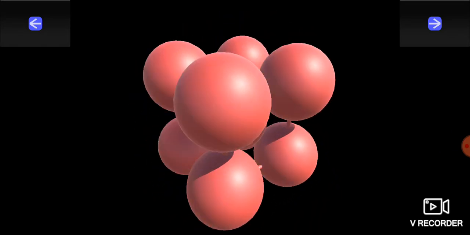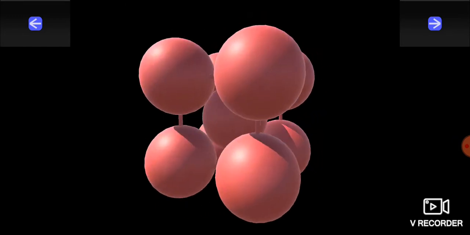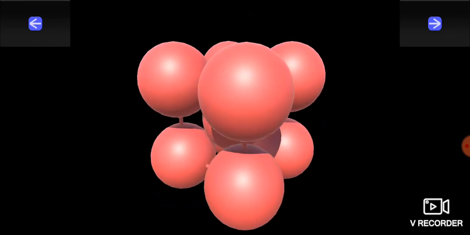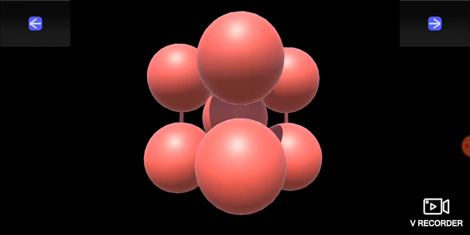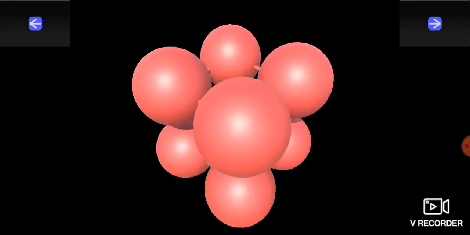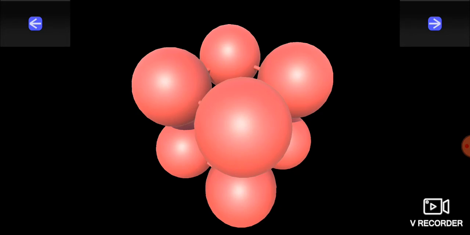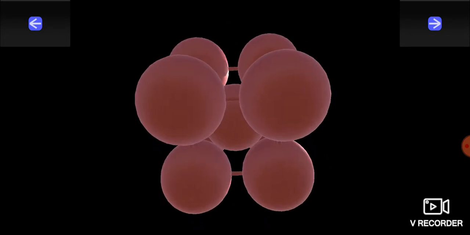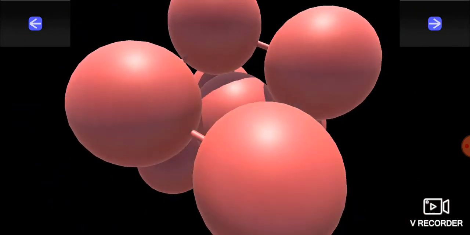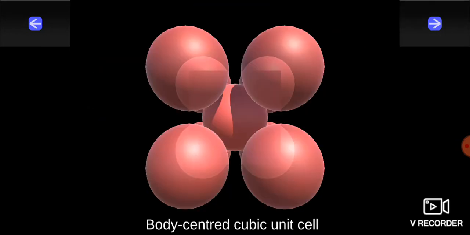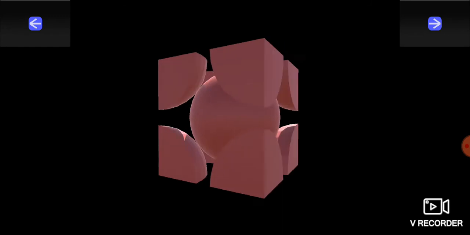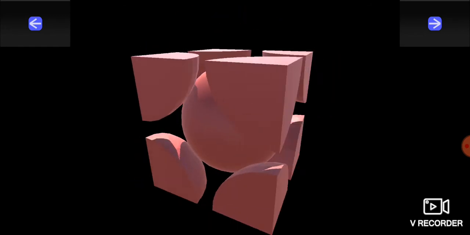Here the total number of atoms will be equals to 1 by 8 into 8, because 8 atoms are present at the corner, plus 1 atom which is present individually at the center will be equals to 2. So the total number of atoms which are present in BCC, it is equals to 2. Now see this. It is touching all the 8 corners.